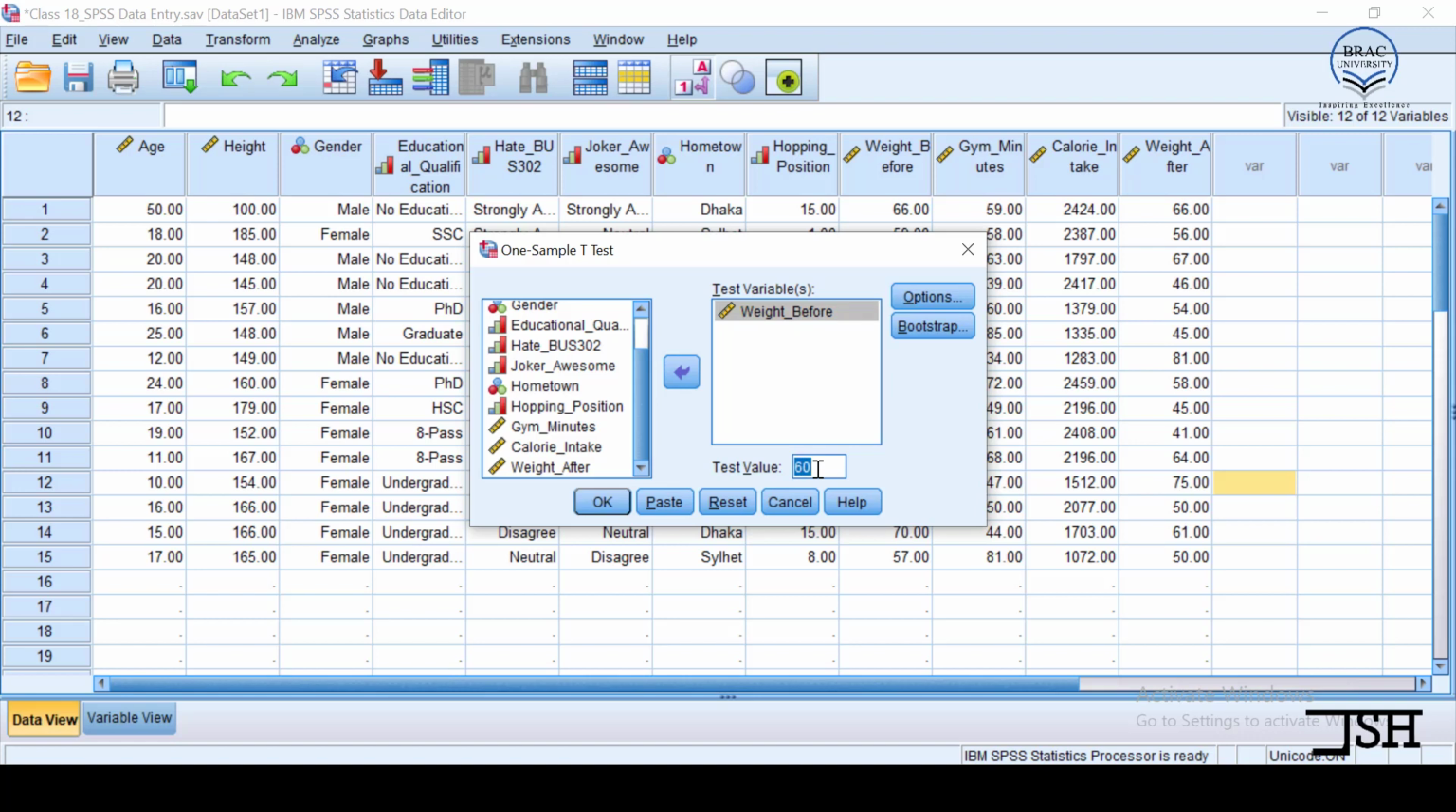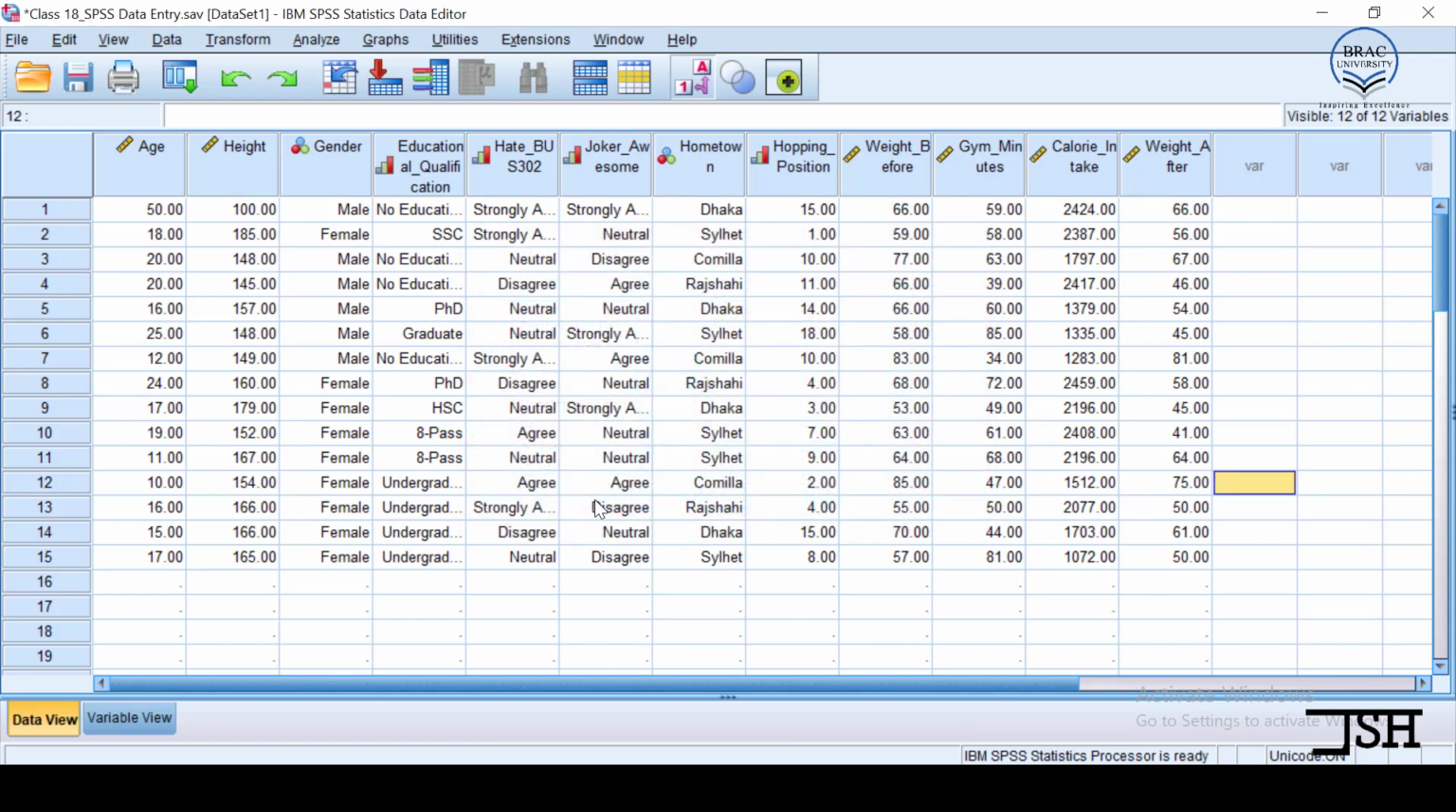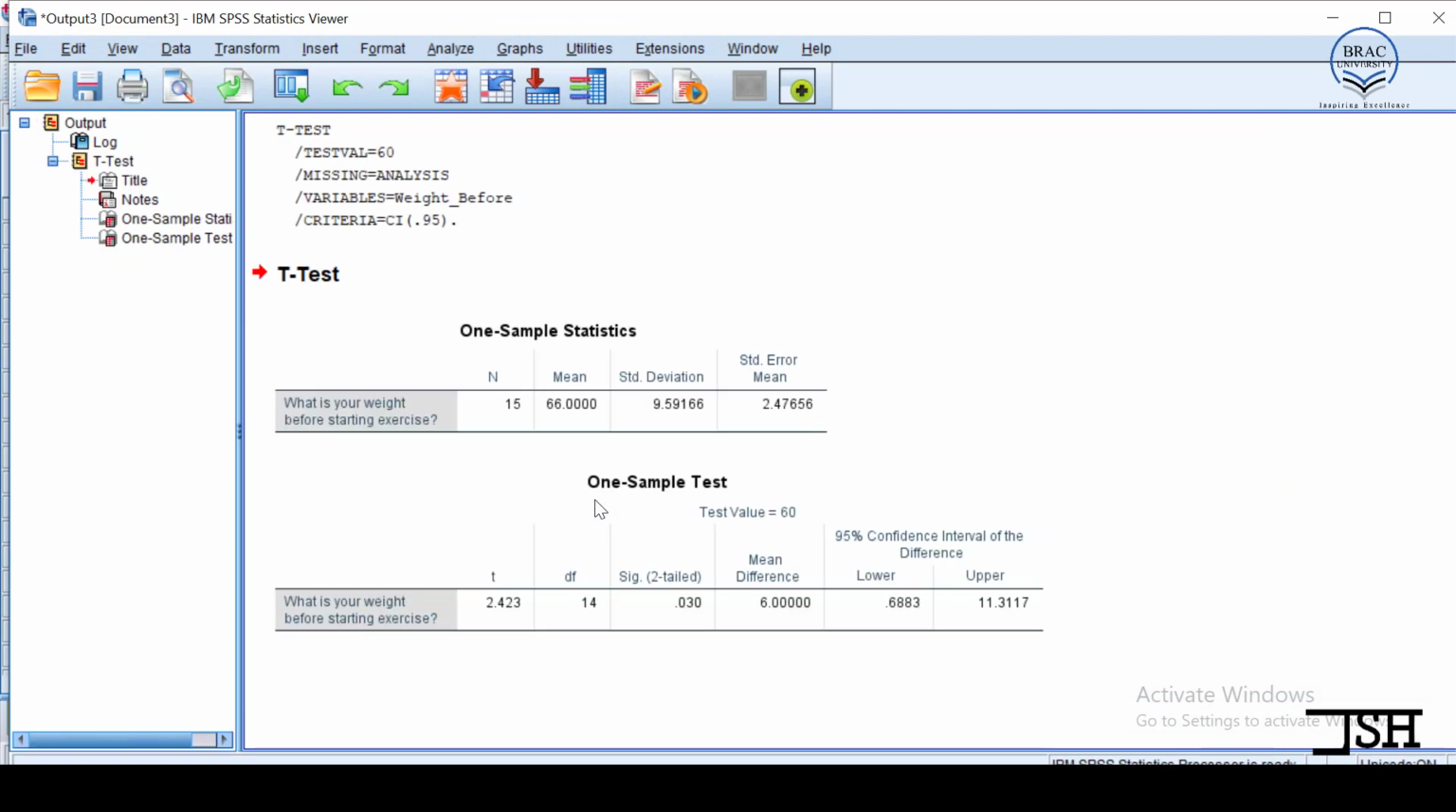Again, compare the mean or average of the weight before the exercise program in my sample with 60, which was given in the question. Now let's select OK, and as soon as we select OK, we will get the result. So let's do that. Yes, here is the result. T-test. Now let's take a look at the result.